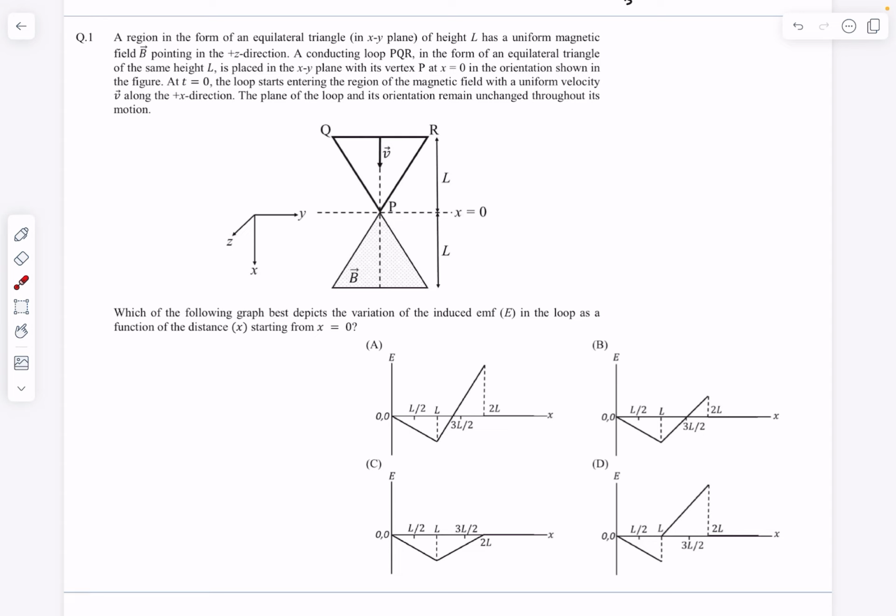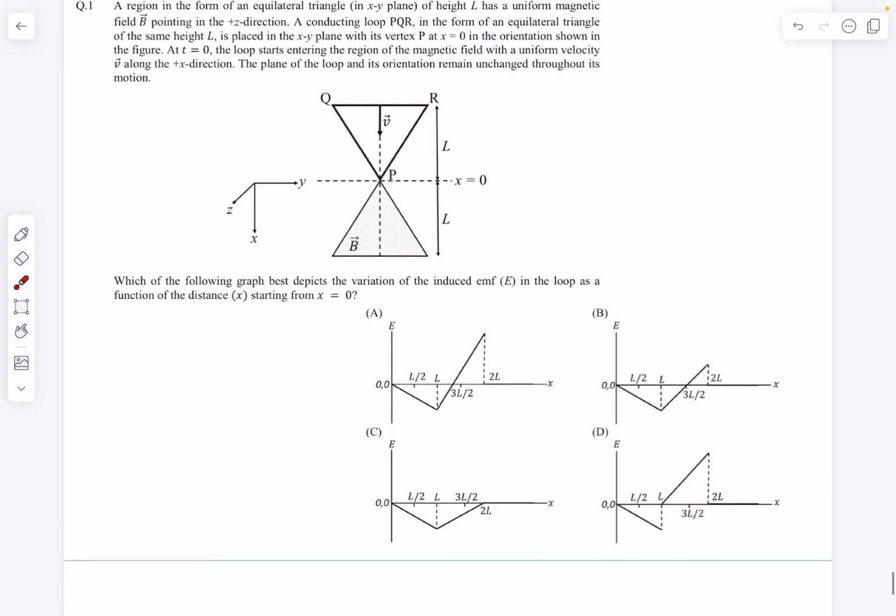It's given that at time t equal to 0, the loop starts entering the region of the magnetic field with a uniform velocity of v in the plus x direction. So the plane of the loop and its orientation remains unchanged throughout its motion. We have to figure out the variation of the induced EMF in the loop as a function of the distance. Okay, so we have to plot the E versus X curve.